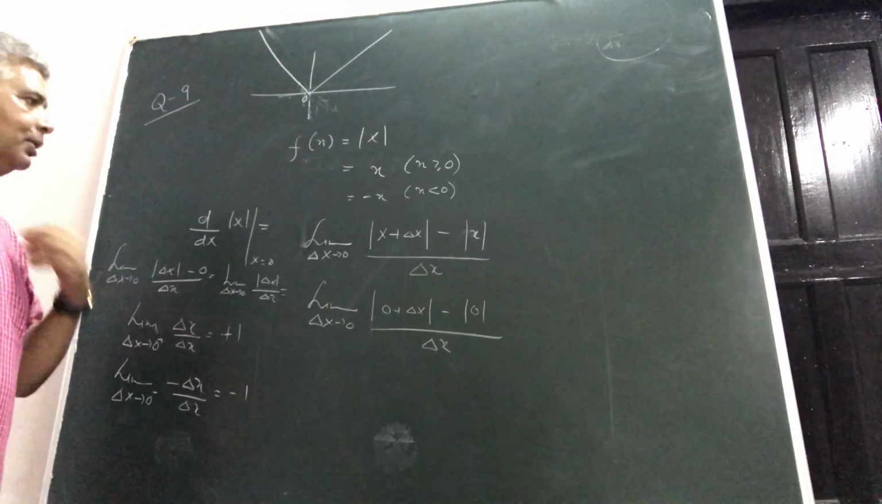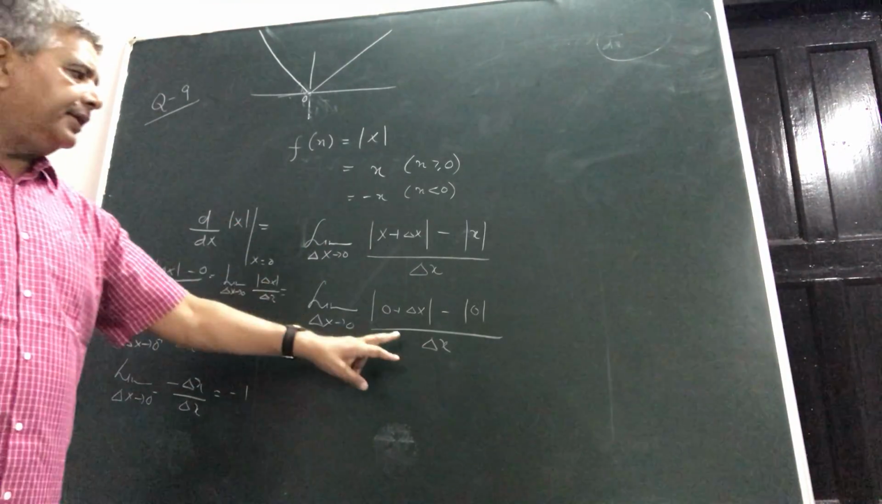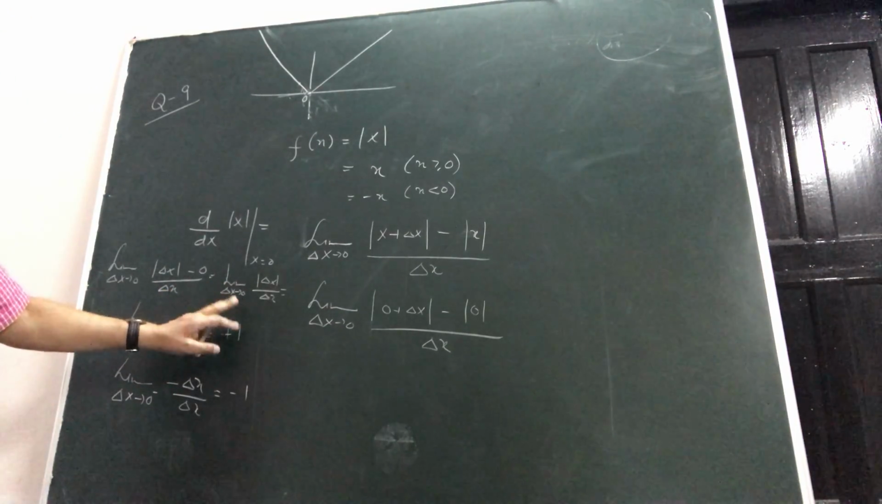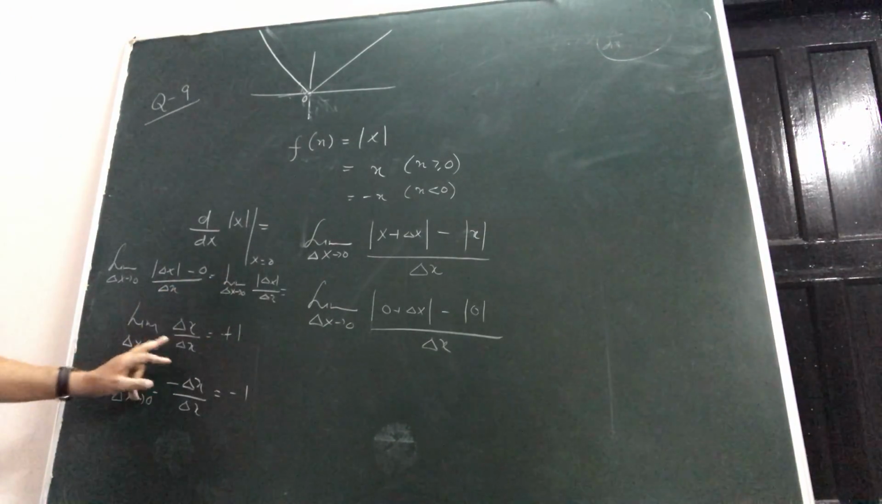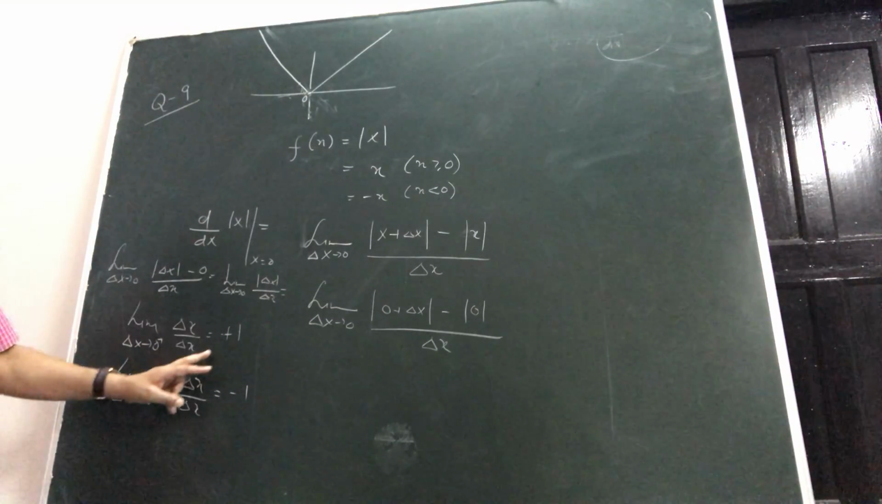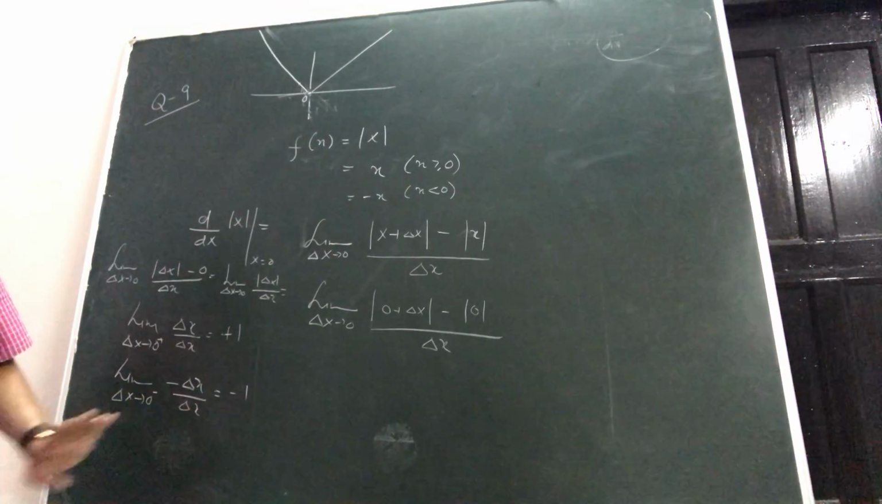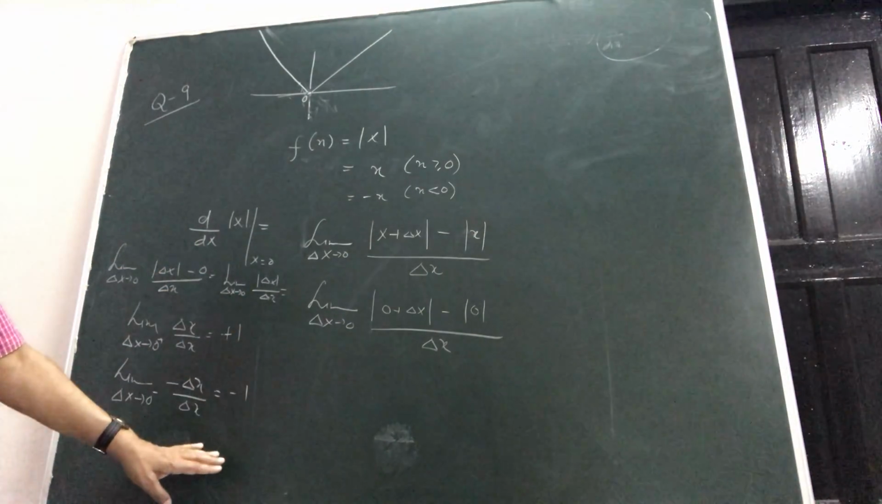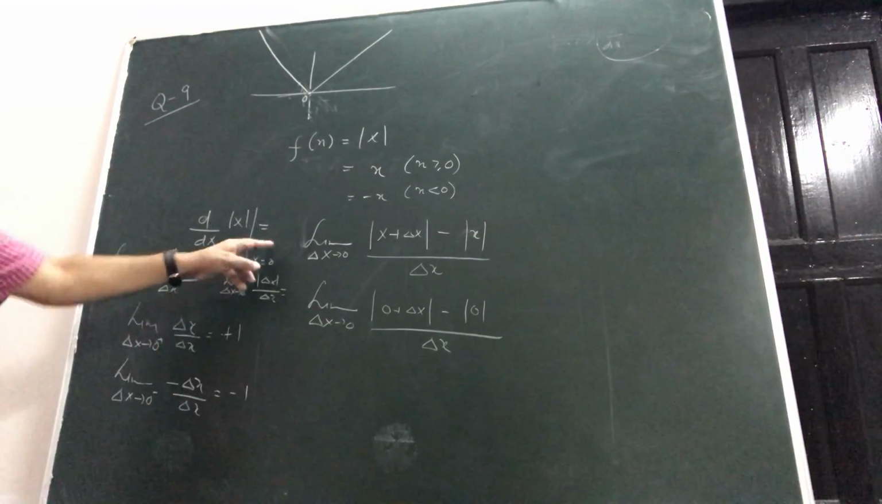This limit has to exist. This limit at 0 has to exist. In order for this limit to exist, what should happen? Both left hand limit and right hand limit should be equal. Whereas one way it is plus 1, the other way it is minus 1. And this is the mathematical proof through the definition.